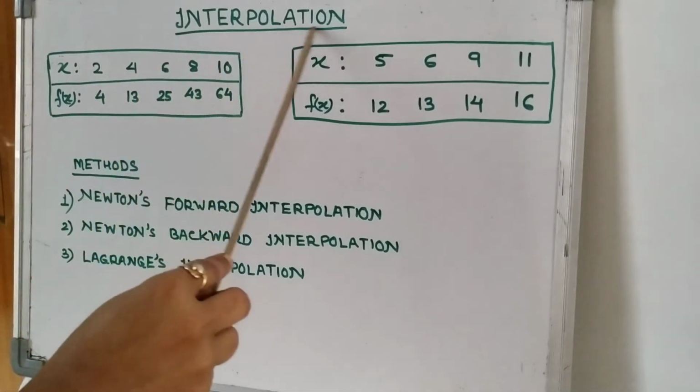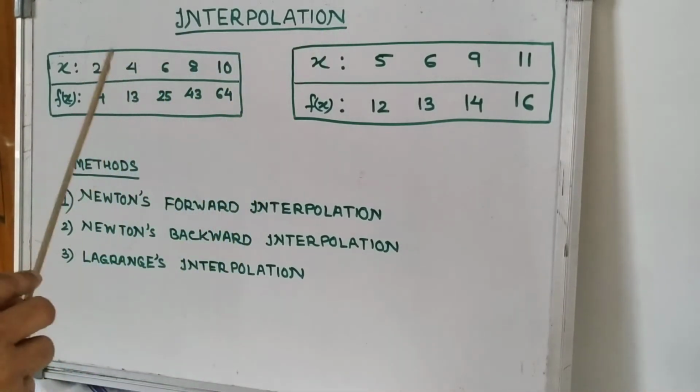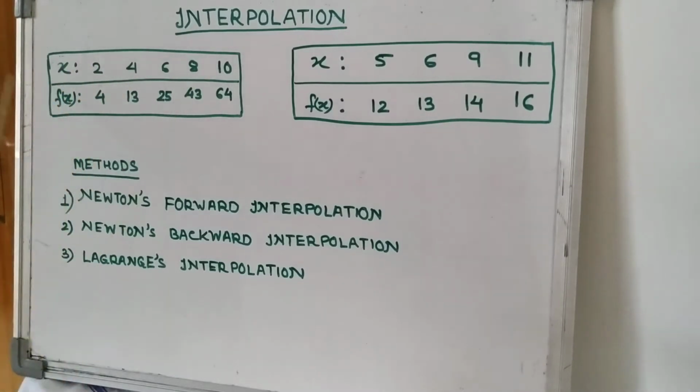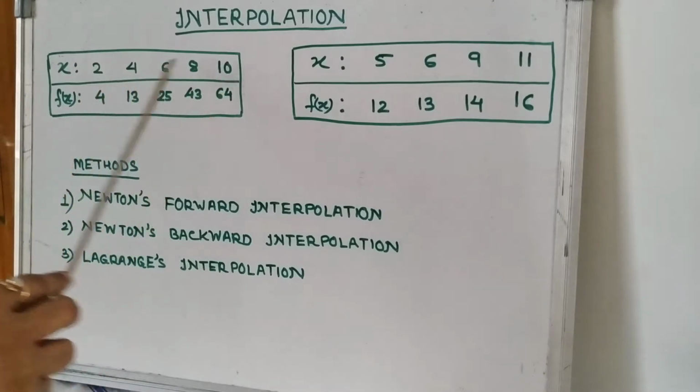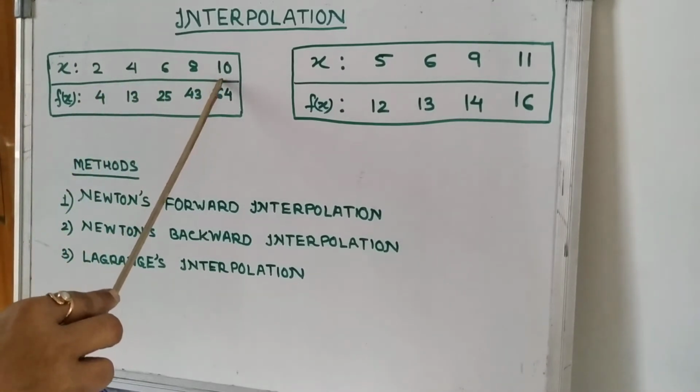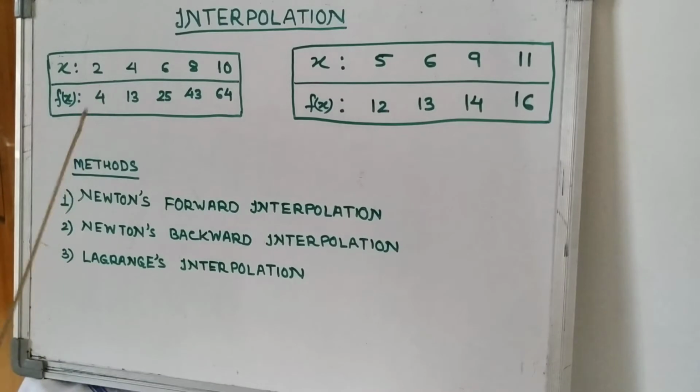So interpolation means filling up this gap. That means finding the value within this range, 2 to 10. So within this range, if we find any value, then it is called interpolation.